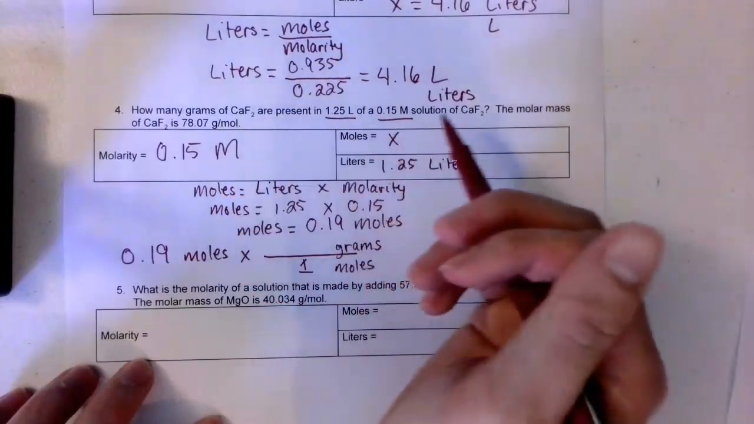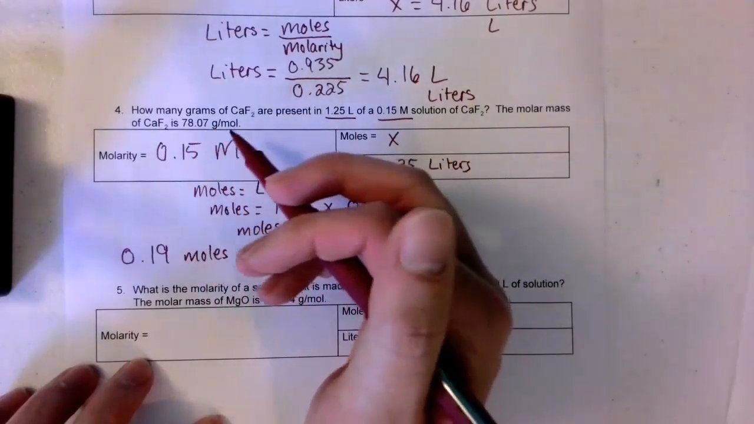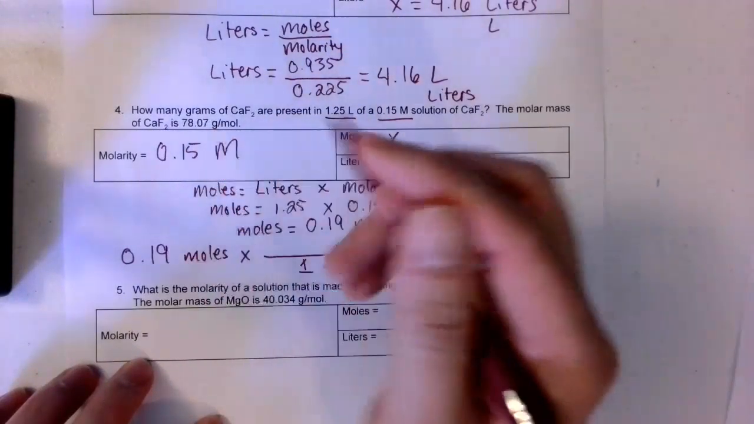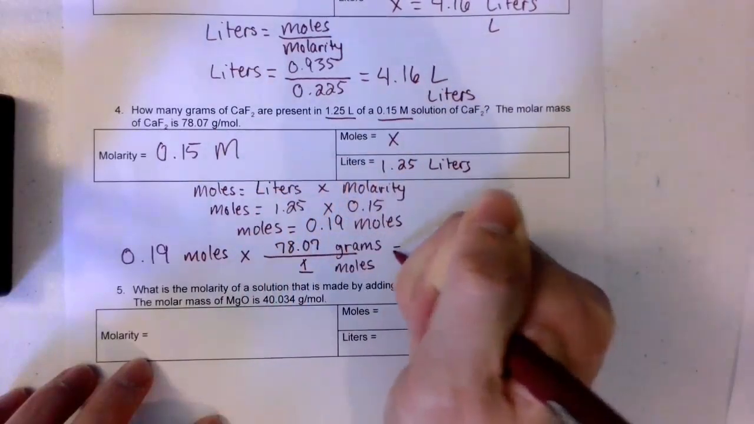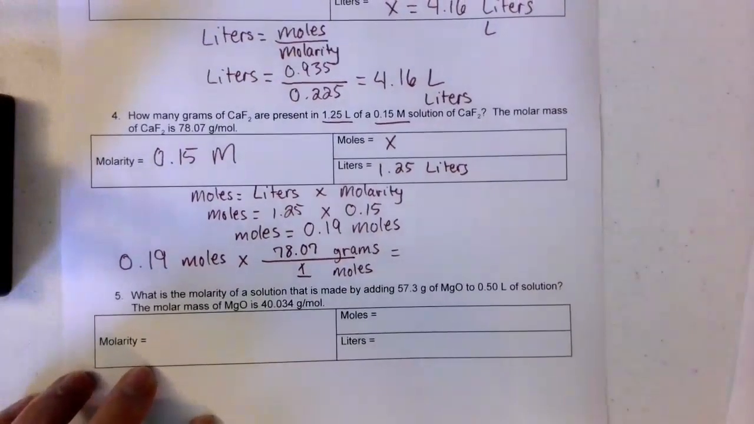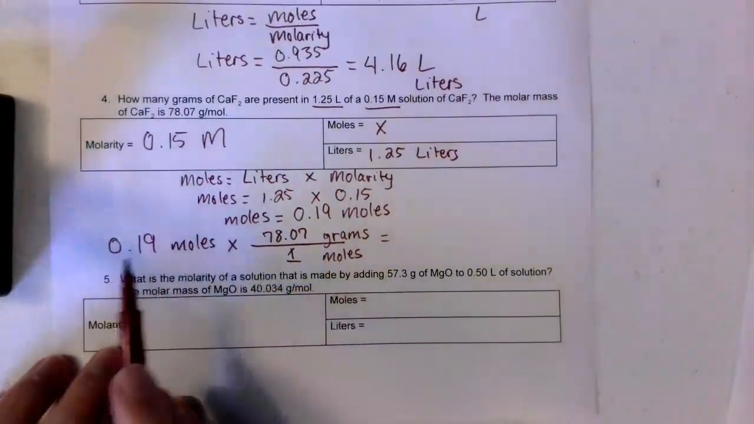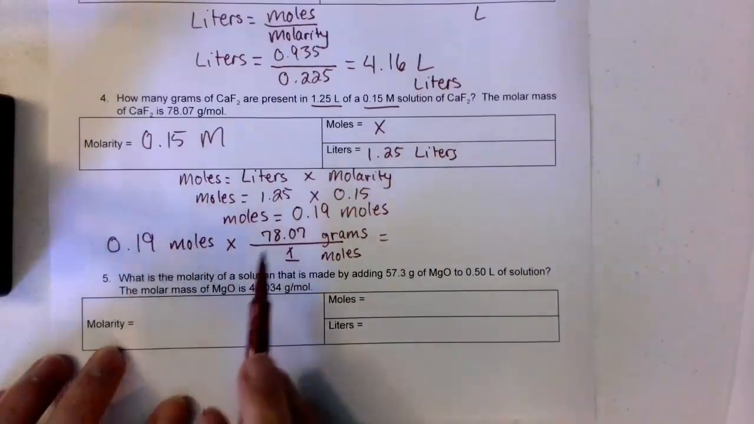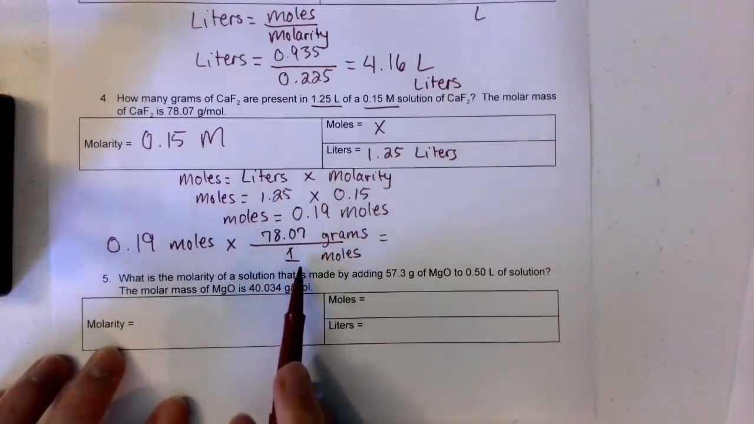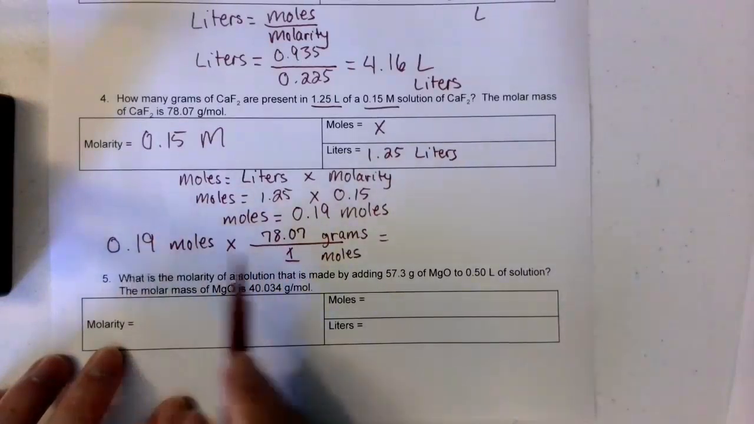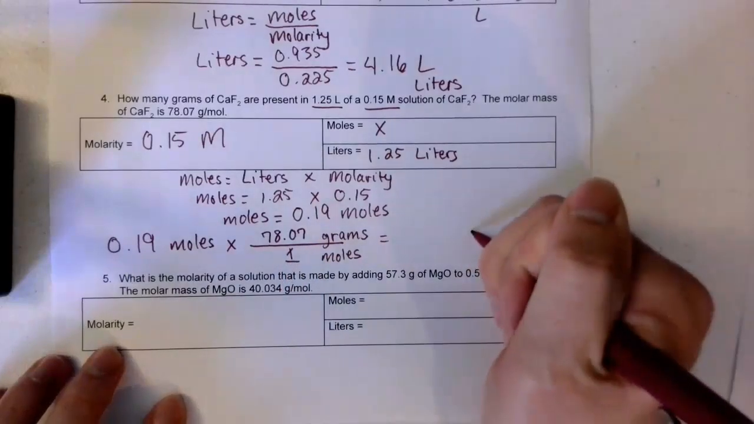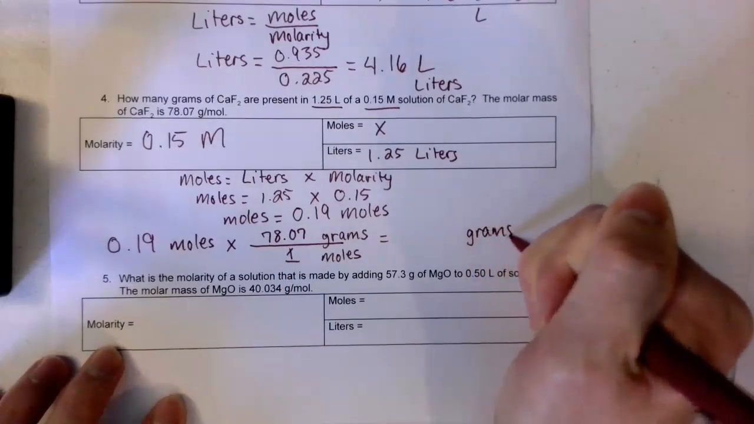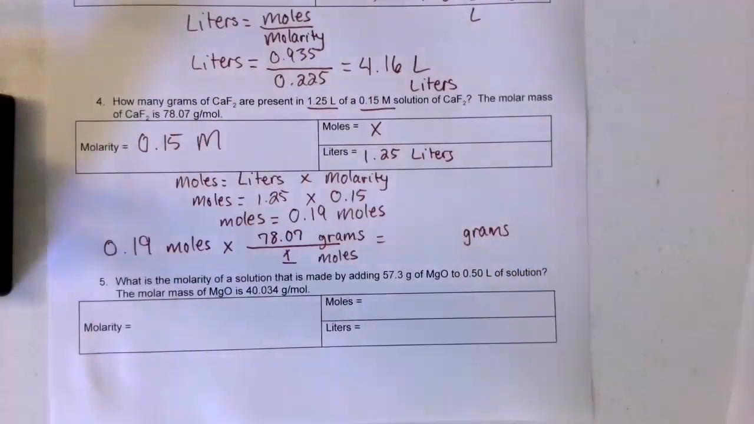But luckily, someone was nice enough to give us the molar mass here, and it's 78.07. So I'm going to put 78.07 here. All right, so now what I'm going to do is take this 0.19, multiply across the top, and divide by the bottom. So it's going to be 0.19 times the 78.07 divided by 1, and that'll give us some number, and that is going to be in grams. That's going to be your final answer.